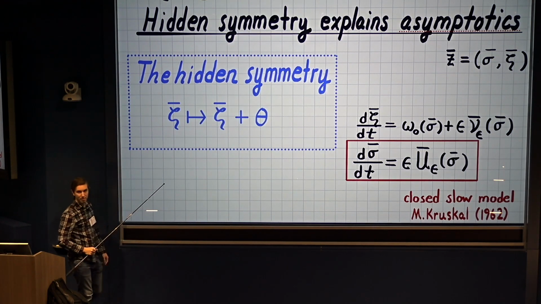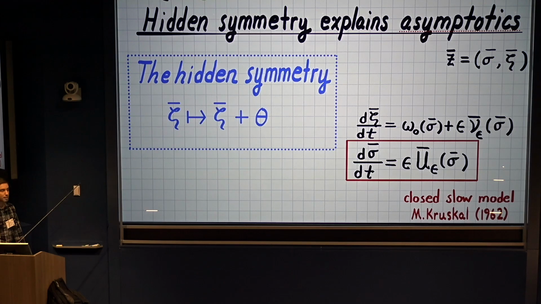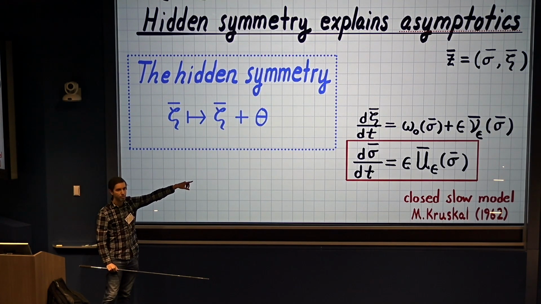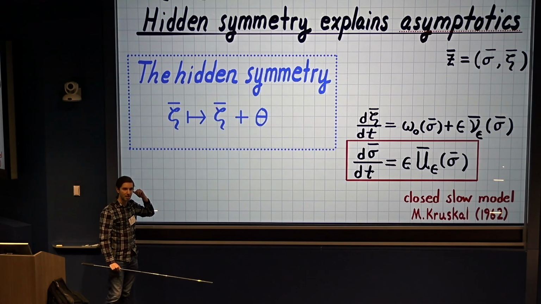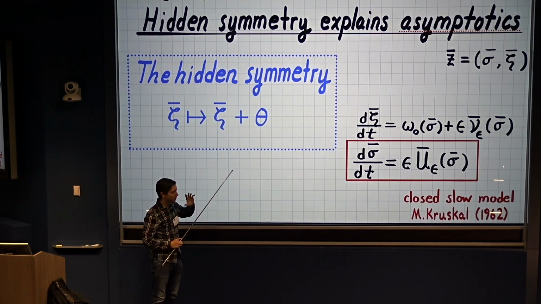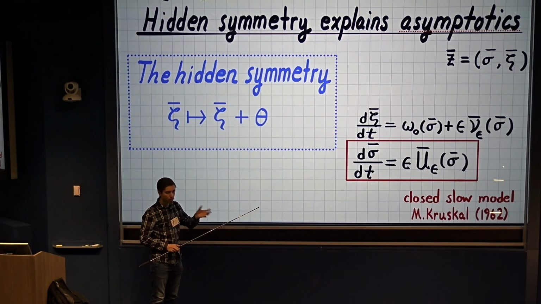So this is an example of a symmetry of a system of ordinary differential equations. Of course, this symmetry looks very simple in these normal form coordinates, but back in the original coordinates that we started with, it's going to be something much more complicated. And Kruskal was able to show how to compute that symmetry order by order in epsilon.